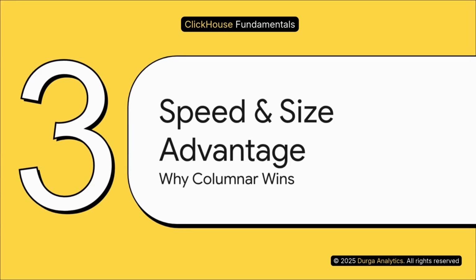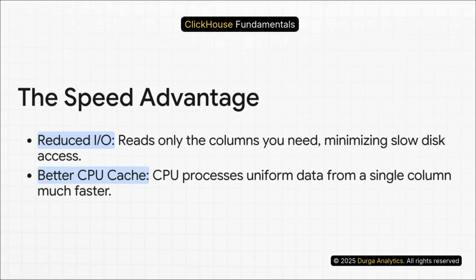So this fundamental shift to columnar storage gives us two massive game-changing advantages, especially for analytics. First, it's blazing fast. And second, it takes up way less space on your disk. Let's break down exactly why that is. First up, let's talk about speed. The biggest bottleneck in almost any database query is reading data from the disk. I/O is slow, so by only reading the exact columns you need for a query, you are massively cutting down on that I/O. That's the obvious win.